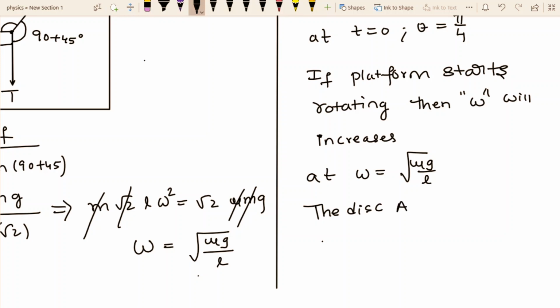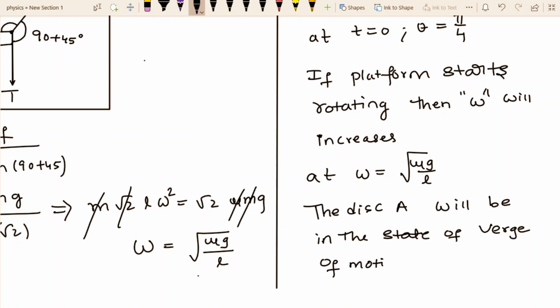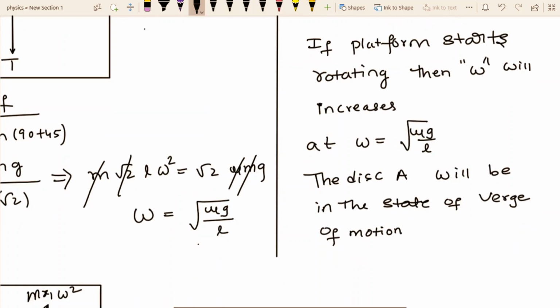at omega equal to square root over mu g divided by L, the disk A will be in the state of verge of motion. The disk A will be in the state of verge of motion. That means it will be ready to move.